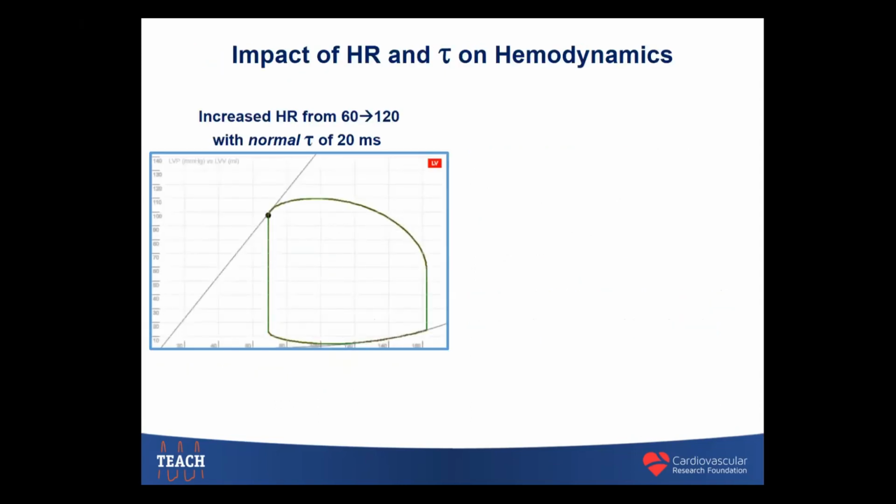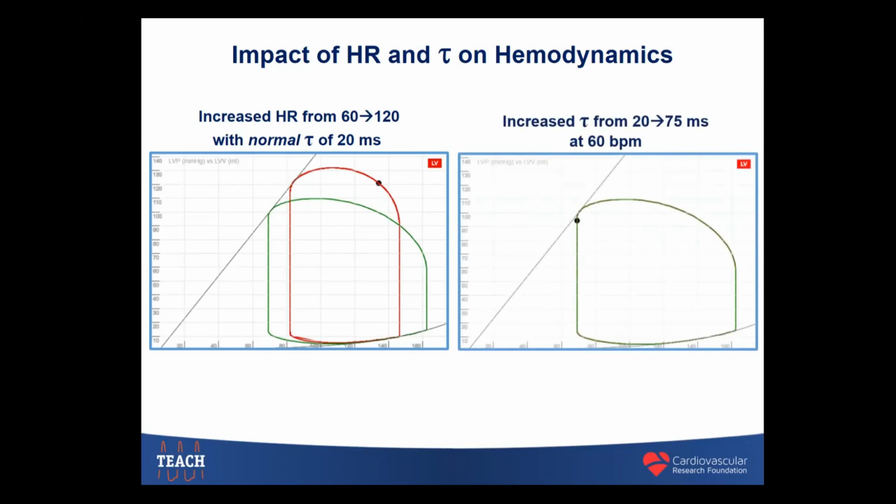So if you look here, this is a patient who has a normal tau of 20 milliseconds. And you can see that if you take the heart rate and increase it from 60 to 120, which is what we're doing right now, here's your end diastolic pressure volume relationship and systolic pressure volume relationship. You can see that the patient becomes more tachycardic, which is expected. The stroke volume becomes less because you fill less. You can see the preload went down, which is expected. The pressure generated is higher, which is expected. But overall, the patient tolerates it quite well, and the cardiac output would go up.